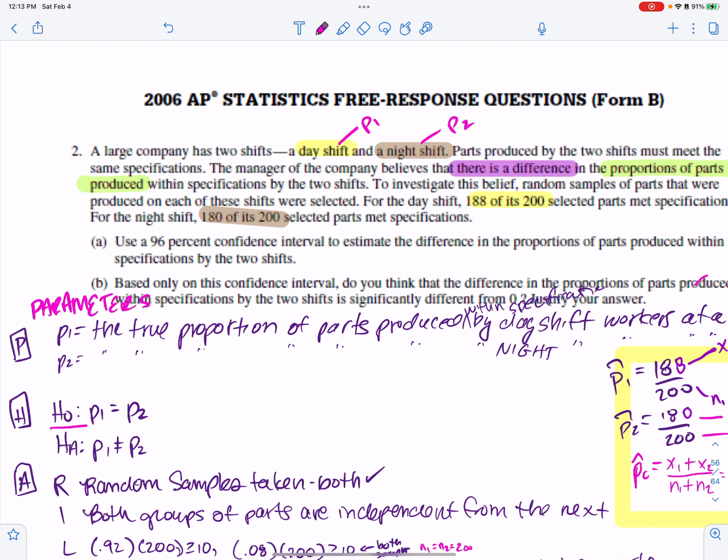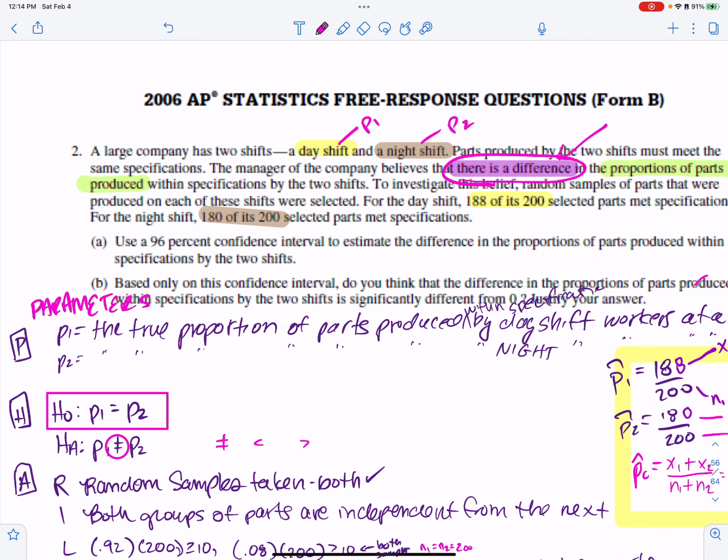So I'm starting out always in a 2-prop z-test in our course. We have my hypothesis, my null hypothesis is P1 equals P2. My alternative hypothesis is always P1 and P2, but here I could have either a not equal to, a less than, or a greater than. The reason I know this one's a not equal to is because it says right here, there is a difference. Is there a difference?